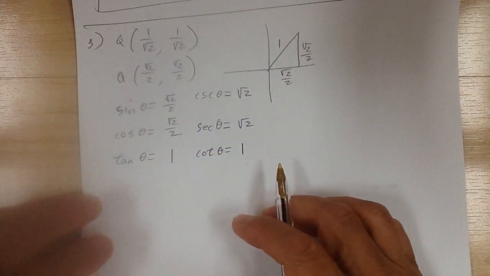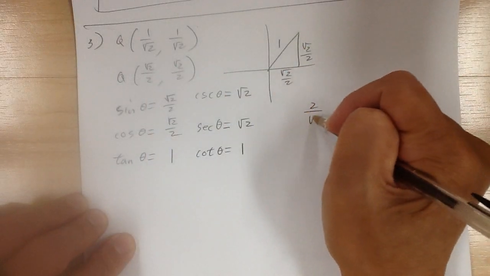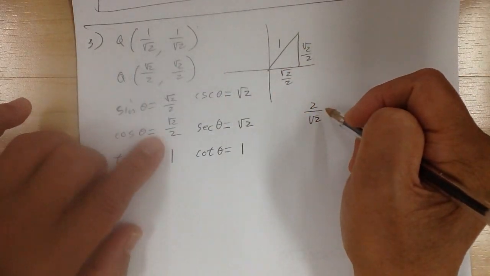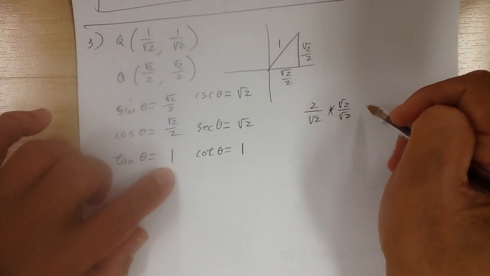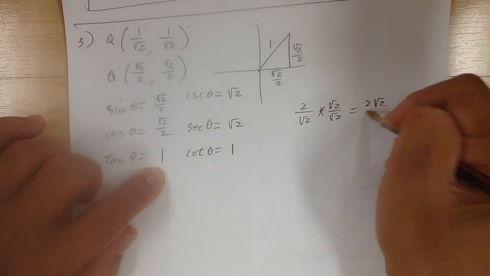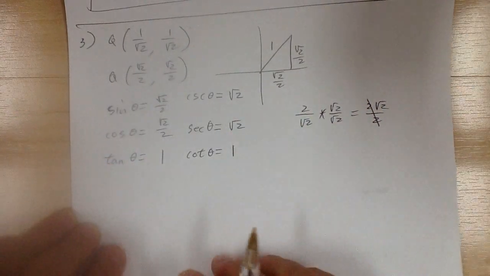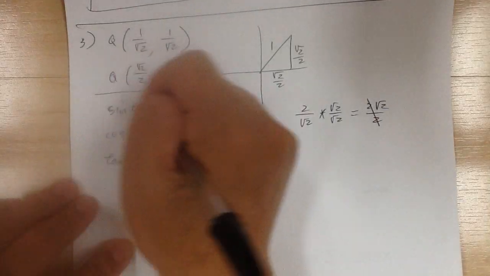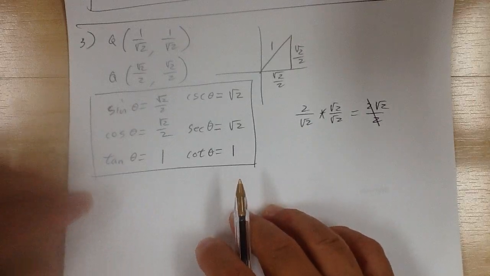Now, if you don't see that, you can just flip it over. You get 2 over square root of 2, and then you can multiply by square root of 2 over square root of 2, and you get 2 square root of 2 over 2, and this cancels out. So you get that. So just a little bit of algebra. Okay, let's go to the next one.